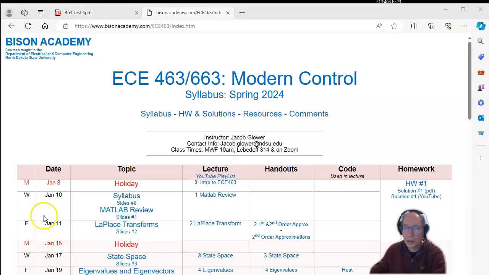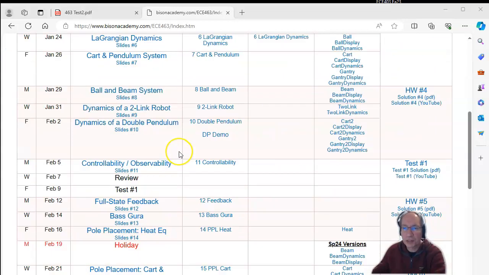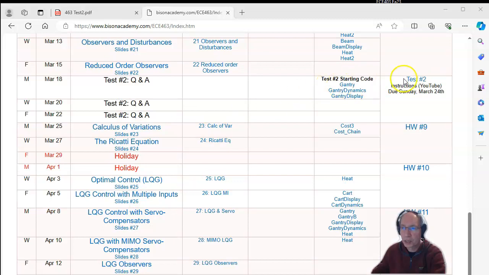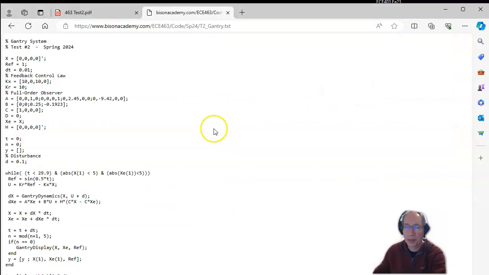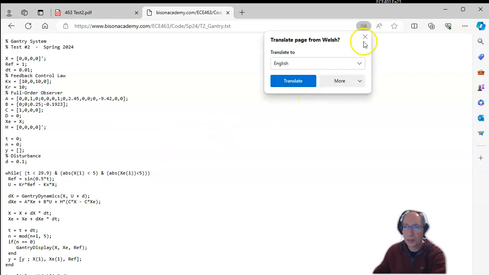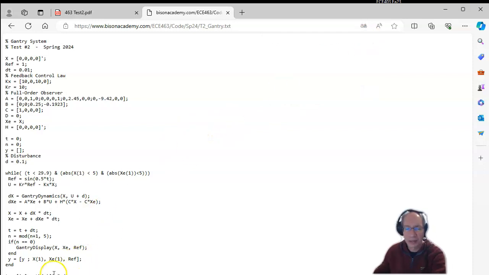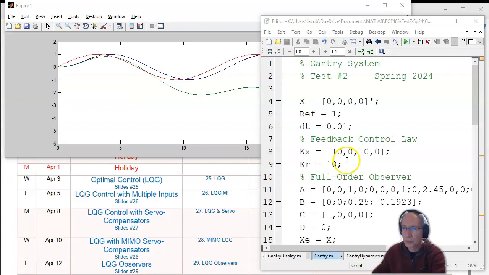So if you go to Bison Academy, under 463, under test number 2, there's some sample code. This is the starting code. Click on it, opens it up. Bring that into MATLAB. It thinks the code is Welsh. And here's what you should have. You should have 3 files: gantry, gantry display, and gantry dynamics.